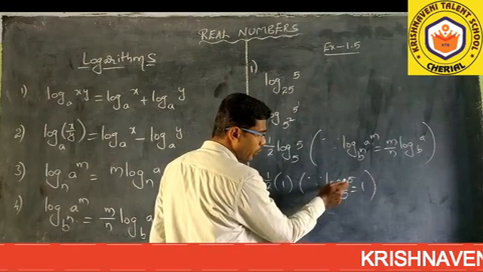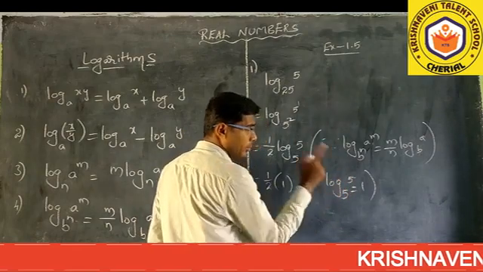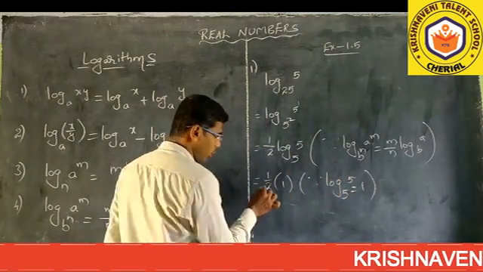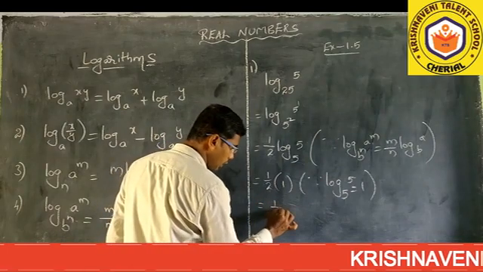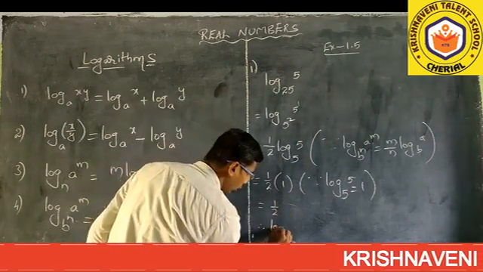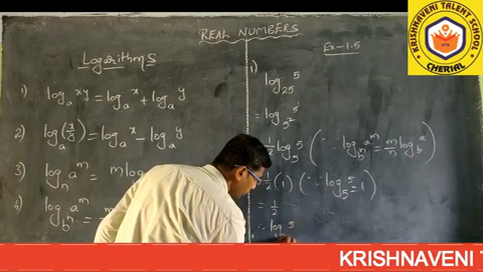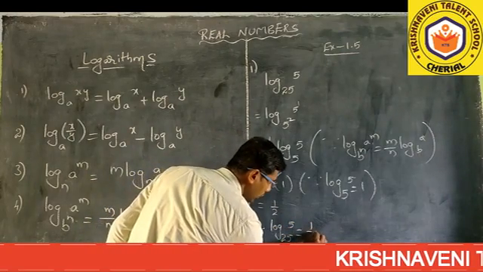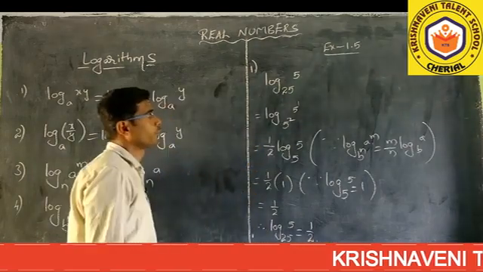In logarithms, whenever the number and the base are both the same, you will get the value 1. Now 1 by 2 into 1, how much will you get? You will get 1 by 2. Therefore, log 5 to the base 25, how much will you get? You will get 1 by 2.